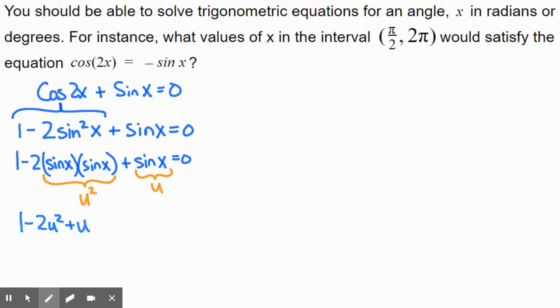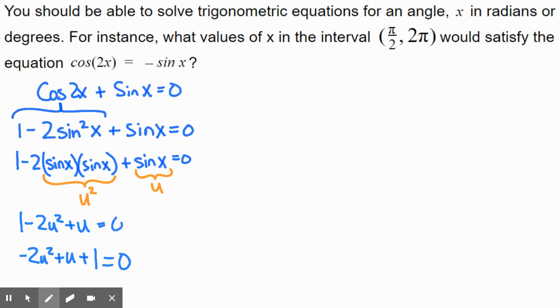Now that should trigger something in your head, because if you rearrange those, you get something in standard quadratic form: negative 2u squared plus u plus 1 equals 0.